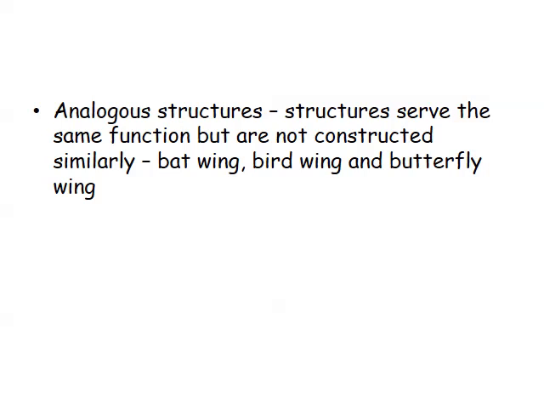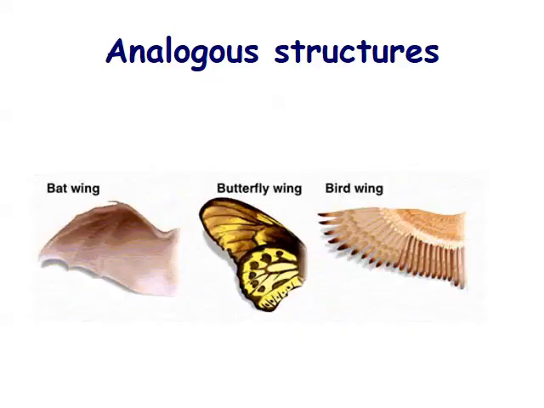Analogous structures, on the other hand, are structures that serve the same function but are not constructed similarly. So if you look at the wing structure of a bat, a bird, and a butterfly, bats are mammals, butterflies are insects, birds are obviously birds. These organisms have a different evolutionary origin.